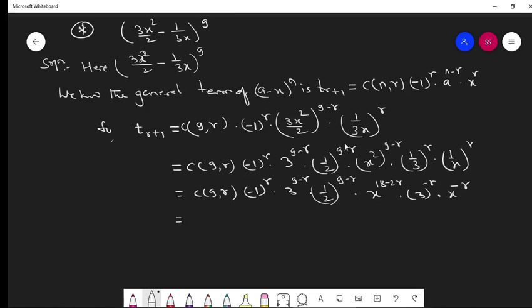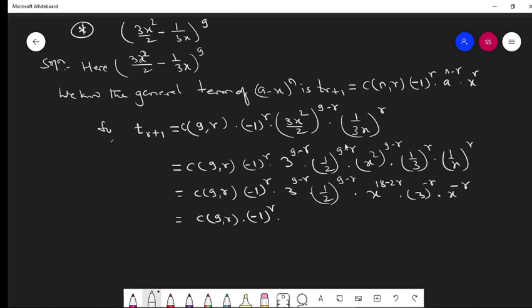Then C(9, r) times (-1) to the power r, 3 to the power 9 minus r, 3 to the power minus r, that is 3 to the power 9 minus 2r, times (1/2) to the power 9 minus r. That doesn't matter, because all are in terms of r, we can find the value of r, and these are numerals, so we don't have any problems. And let me collect the power of x: 18 minus 2r and minus r is minus 3r. In this way we can define this term.